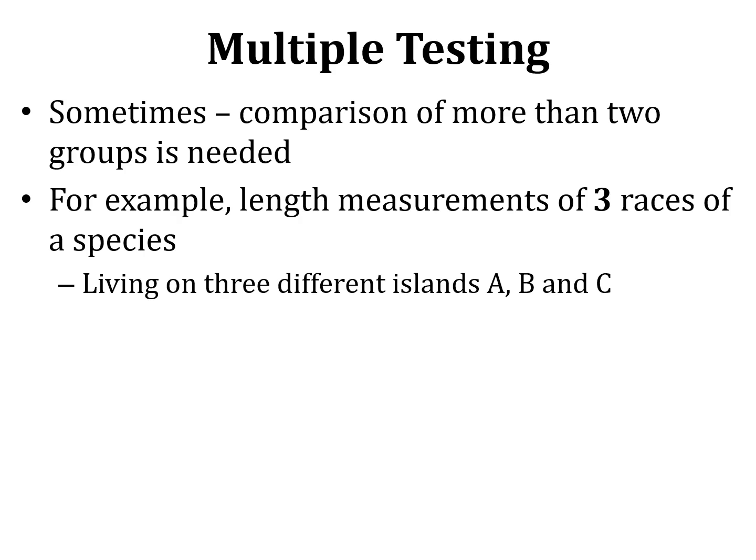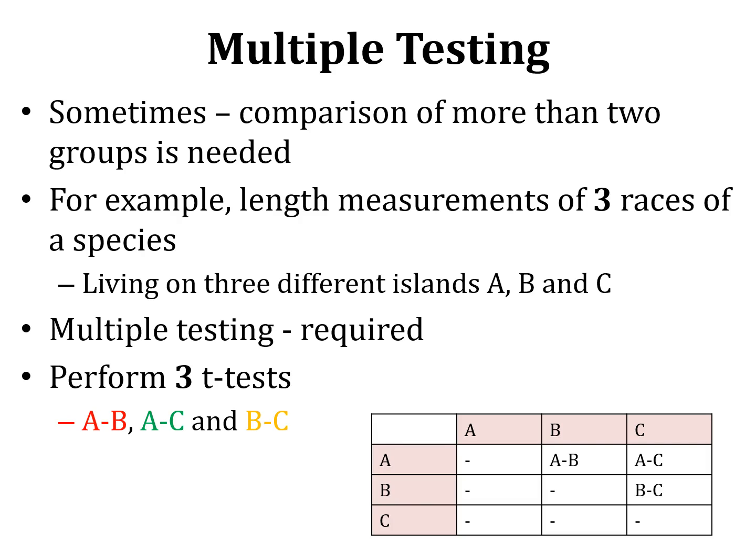But how are we going to apply the t-test here? Because the t-test allows the comparison of only 2 samples, but now we have 3 samples. So what are we going to do? We are going to do multiple tests. In this case, we are going to perform 3 t-tests: the comparison of A and B samples, of A and C samples, and of B and C samples. Because the t-test allows the comparison of only 2 samples at a time, we have to perform 3 t-tests if we have 3 samples, right?